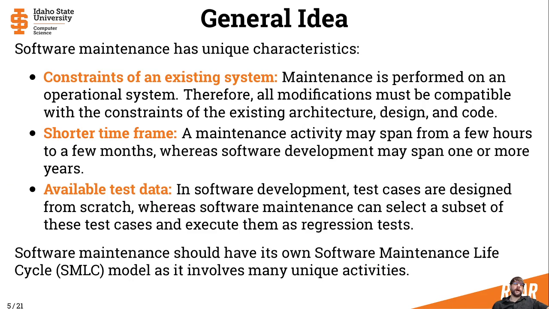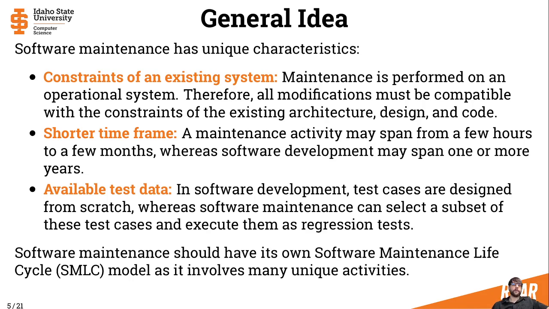And so we have to understand that software maintenance is going to have some unique characteristics. These include the constraints of the existing system. We have an actual system that is operational, so anything we do to it must be consistent within the constraints of that original design or architecture and has to work with the original code. We can't all of a sudden change everything. There was a set of requirements that constrain the original system that we have to maintain.